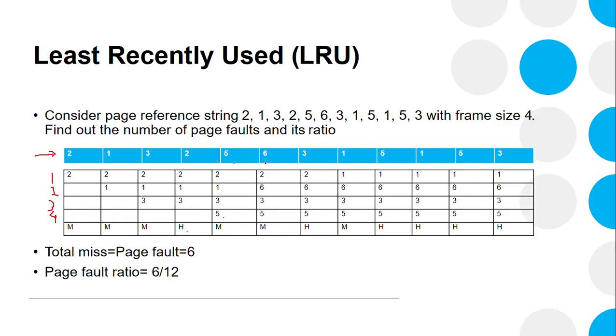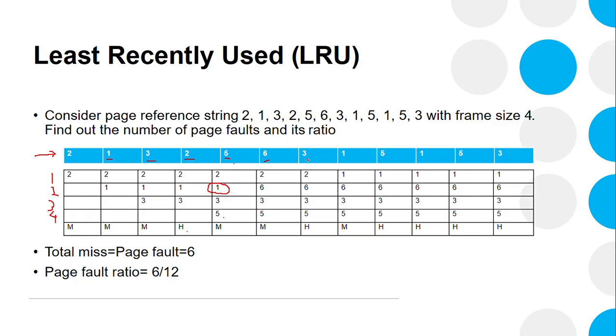Next number is 6. Now for 6 we have to find space because we don't have an empty space. So now we are using the least recently used algorithm. That means we have to check the previous numbers to find which is least recently used. 5 currently we have used, then 2, then 3. So the least recently used is 1, and 1 we have to replace by 6. So for 6 we have done the allocation. That's why it is a miss.